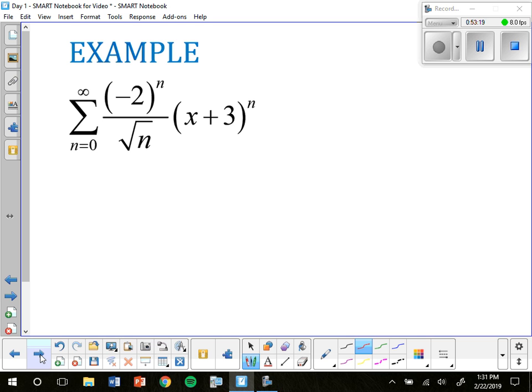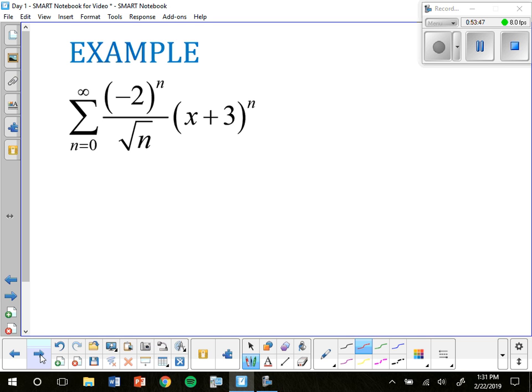Okay, so I want to know, for what values of x does this series converge or diverge? Is it a power series? Yeah. So it's centered where? Negative 3. My options are that it converges on some interval centered around negative 3, it converges just at negative 3, or it converges for all real numbers, right? That's what I'm trying to figure out. Which of those 3 is true?